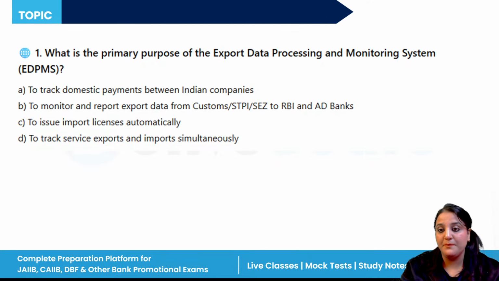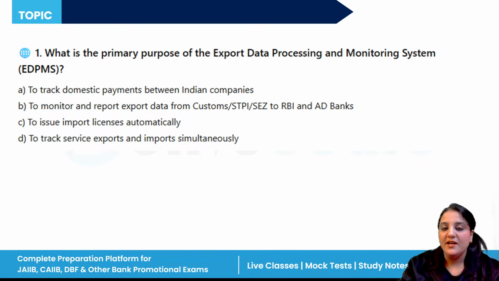What is the primary purpose of this EDPMS? EDPMS is an RBI detective, right? Export Data Processing and Monitoring System. It checks every shipping bill, every SOFTEX form, every remittance, and ensures that no export proceeds go missing. So if exporters don't bring the money back in time, EDPMS waves the red flag.